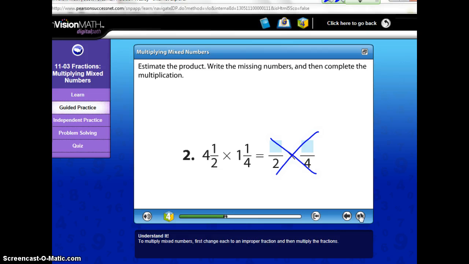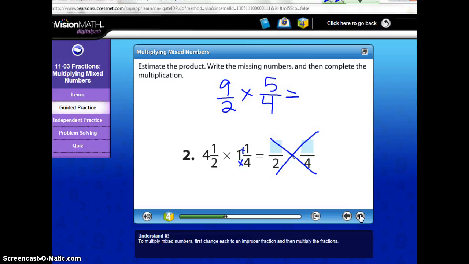Let's take 4.5 and make it into an improper fraction. Kiara? There you go. Now it's fine with me if you do this part in your head. How about 1 1/4? America? Over what? Okay. Can we cross-check anything in that problem? No. We can't. So we're going to have to multiply our numerators and multiply our denominators.